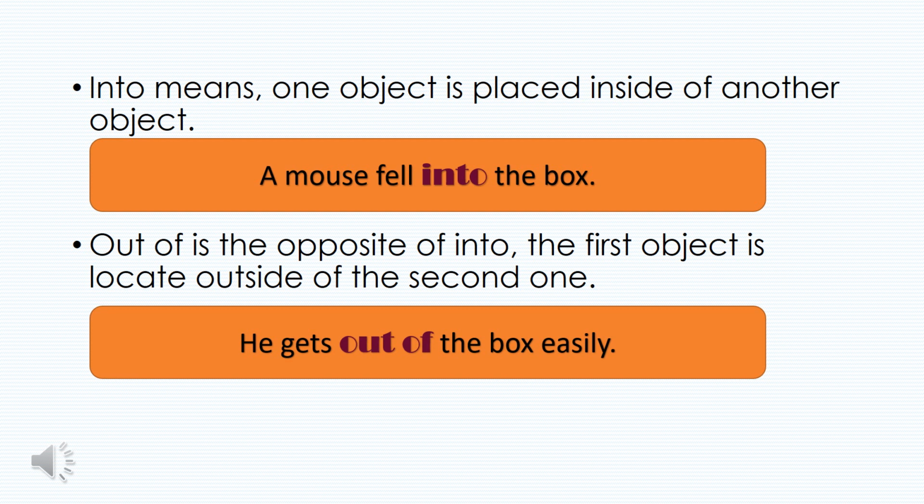The preposition into means one object is placed inside of another object. Meanwhile, out of is the opposite. The object is located outside of the second one.